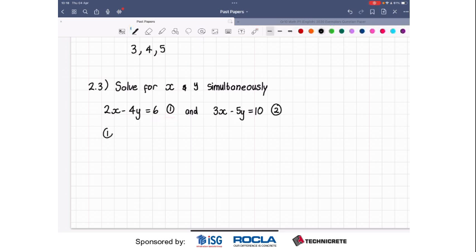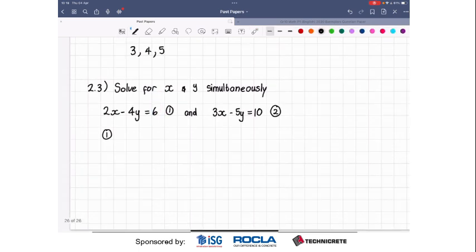So in equation 1, I can rearrange this, I want to get x on its own. So if I take this minus 4y to the other side, I'm going to have plus 4y. So I'm going to end up with 2x is equal to plus 4y plus 6. And then to get x on its own, I'm just going to divide by 2. So then I'm going to have x is equal to 4y over 2, which is 2y, and 6 over 2, which is 3. So we can do that step by step. So this is going to be 6 plus 4y, and then I'm dividing by 2 to get x on its own. And I've got 3 plus 2y.